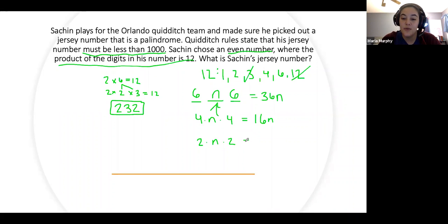But 2 times 2, that's 4n. With 4n, I can multiply something by 4 to make 12, so that I can work with, right? Now, if we think about what 4 times something makes 12, well, I know that n would have to be 3. Such that if our n is 3, then we have 4 times 3, which is 12. So that means my number would be 2n2, which is 232.